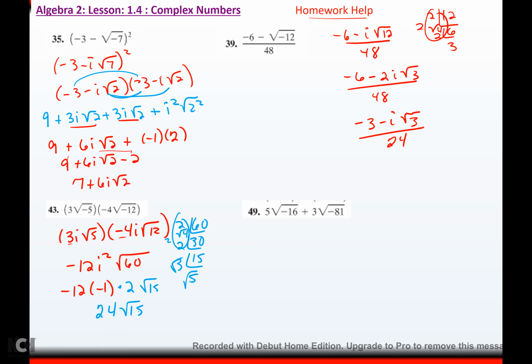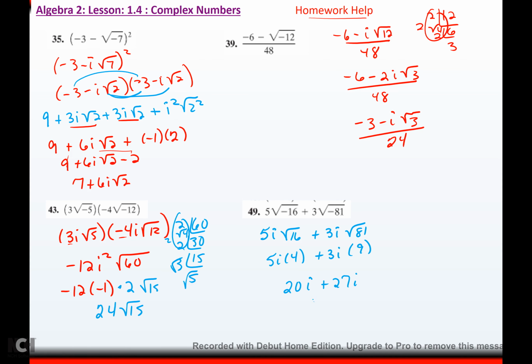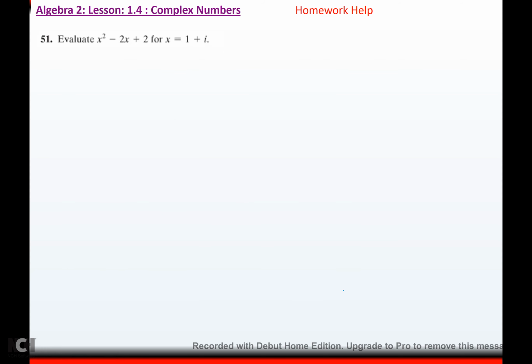All right, I can't add these unless I can make them match or they're perfect. So get the negatives out. That's going to be 5i square root of 16 plus 3i square root of 81. That's going to be 5i times 4. That's going to be 3i times 9. That's going to be 20i. That's going to be 27i. Oops. Which is going to be 47i. Dang it.